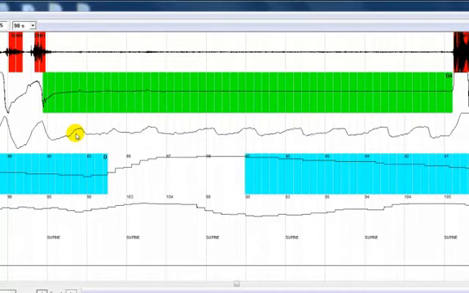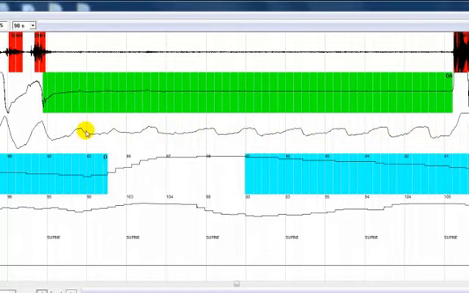So an obstructive apnea is defined as a cessation of airflow of 10 seconds or longer while there is continued respiratory effort, as shown here by the continued sinusoidal waveforms on the screen. These sinusoidal waveforms indicate continued respiratory effort.